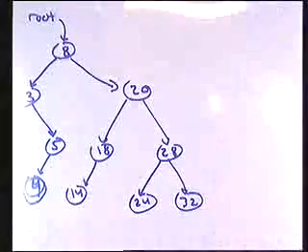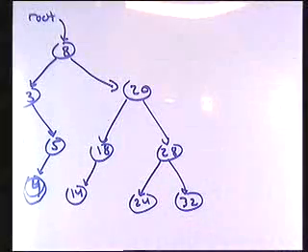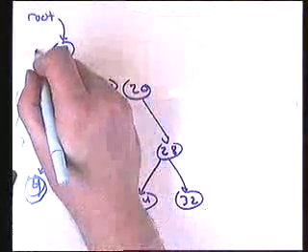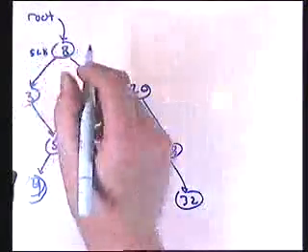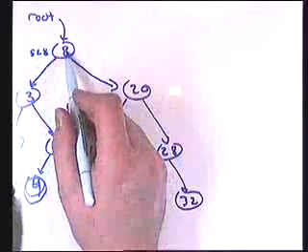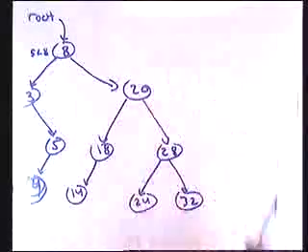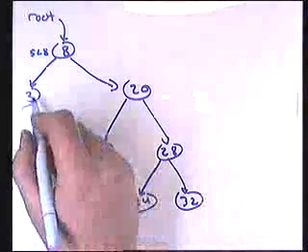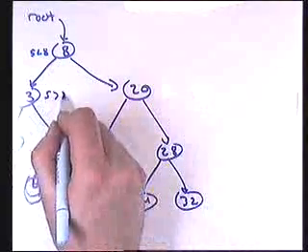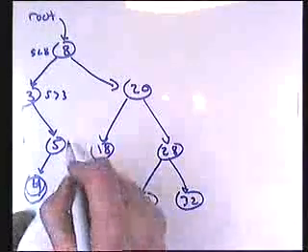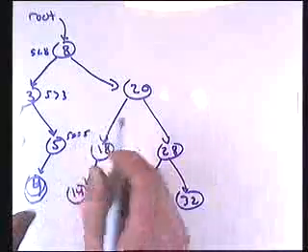If I want to search for 5, I say, well, 5 is less than 8. First, 5 is not equal to 8, so I haven't found it. Since 5 is less than 8, I must look at the left subtree. 5 is greater than 3. It's not equal, so it's not at that node, so I must search the right subtree. And now I say, hey, 5 is equal to 5, I found my value.